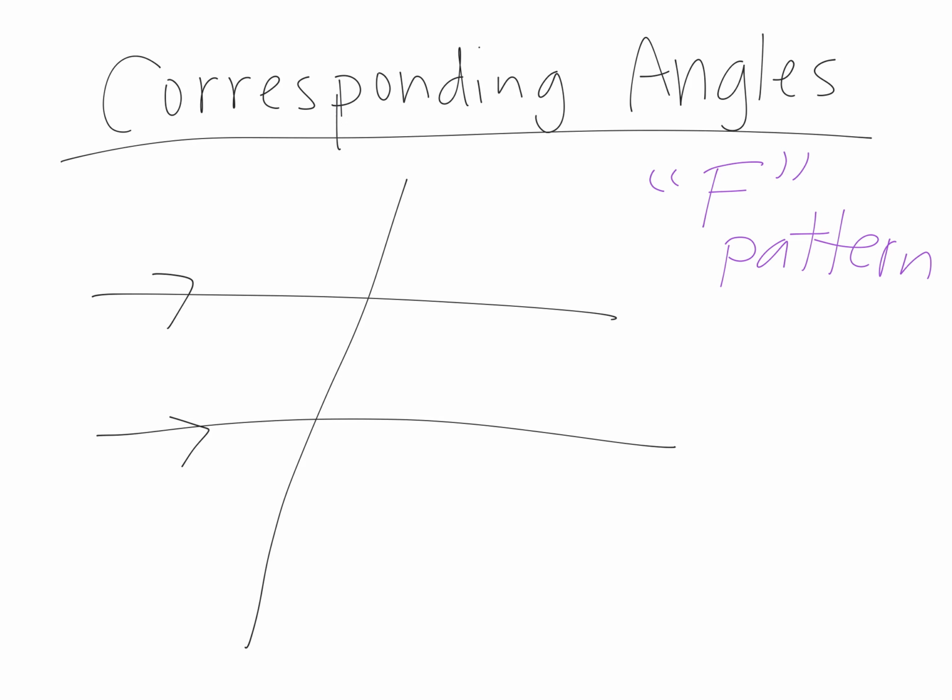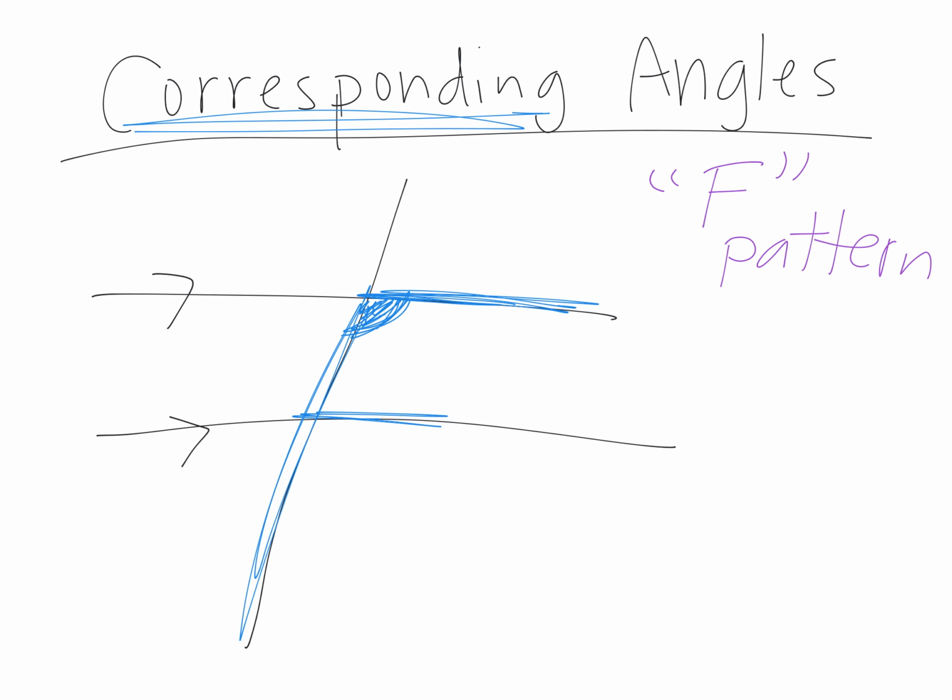So let's draw the letter F. Okay? Corresponding means that the angles are in the same position. They're not alternating, they're in the same position. So look at my diagram. If I indicate this angle here, it's the angle underneath my parallel line. The angle that would be corresponding to that in the same position would be the angle underneath the other parallel line. Do you see that? Do you see the F?